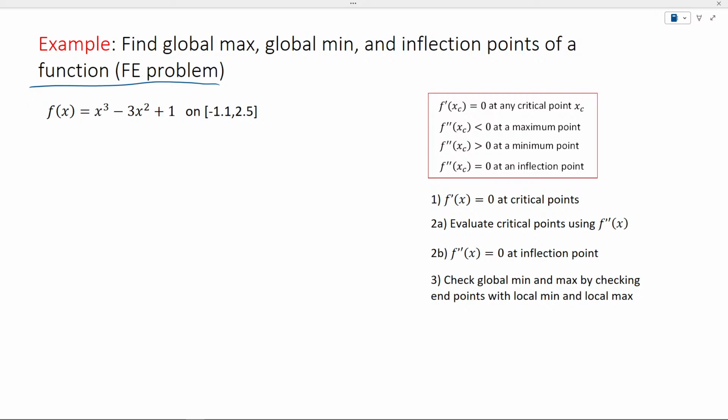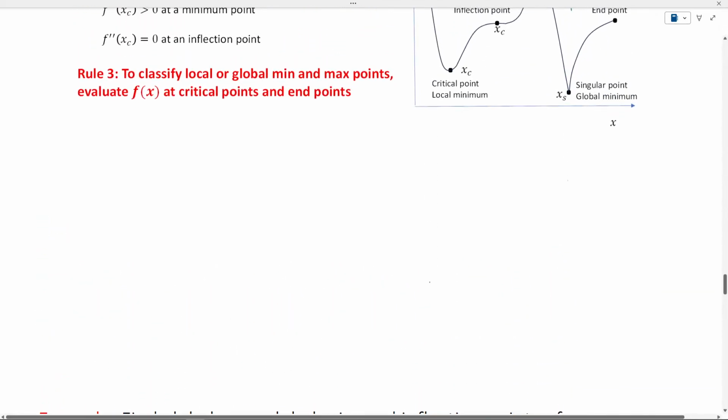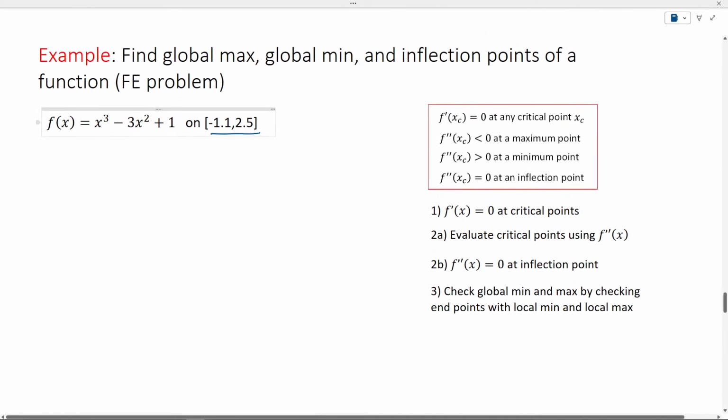So basically, the solution strategy is to find all local min and max, to evaluate the endpoints and to see which is larger, the local min and max or one of my endpoints. That's it. But first we need to find this local min and max. And whenever you get these types of problems, the first thing you do is find the first and second derivative because you know you will use them. So that's the first thing you do. And here I'm defining the interval from -1 to 2.5.